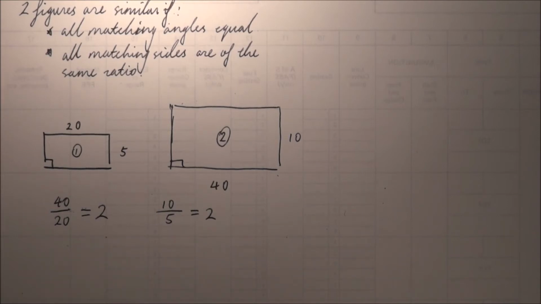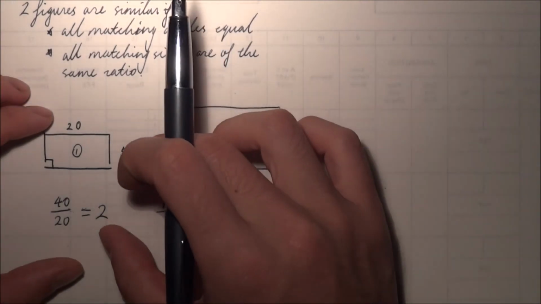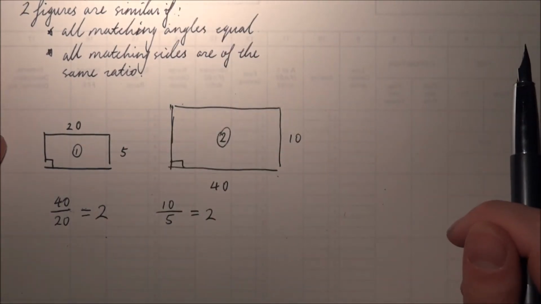And this ratio here is sometimes also called the scaling factor. So basically, how much the first diagram has been scaled.